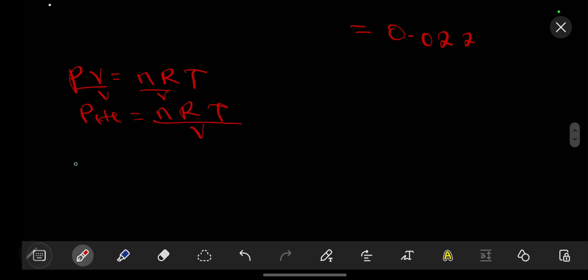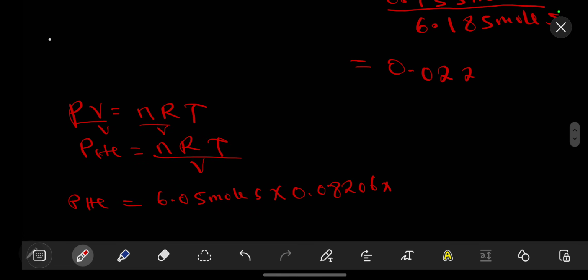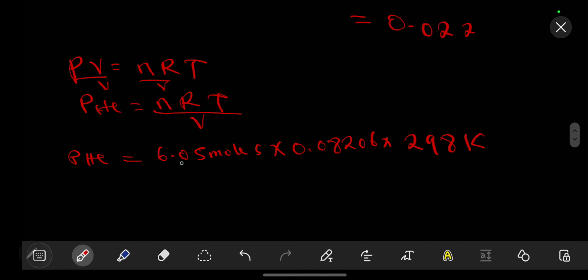So the pressure of helium will be equal to, what is our number of moles? Our number of moles of helium was found to be 6.05 moles. Then we have times our gas constant 0.08206 times our temperature. According to the question, we were provided with 298 kelvins. Then we divide this by the volume.